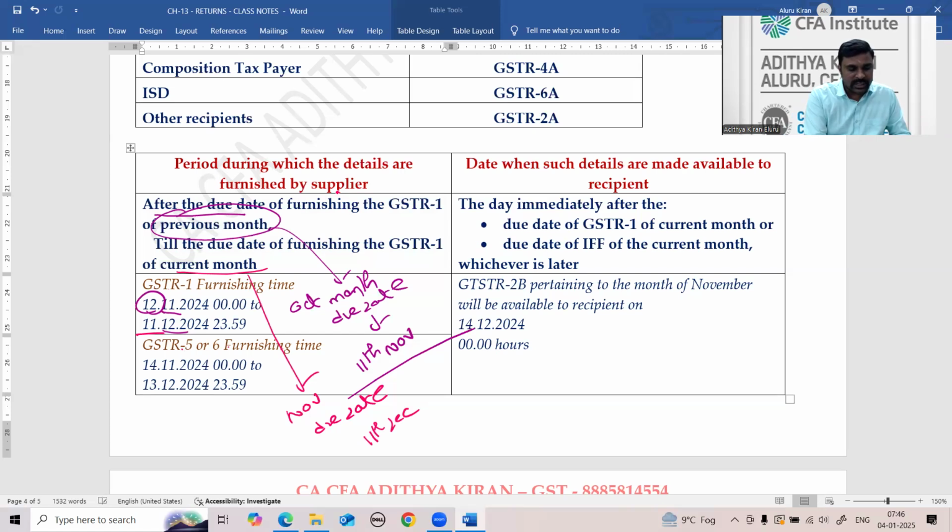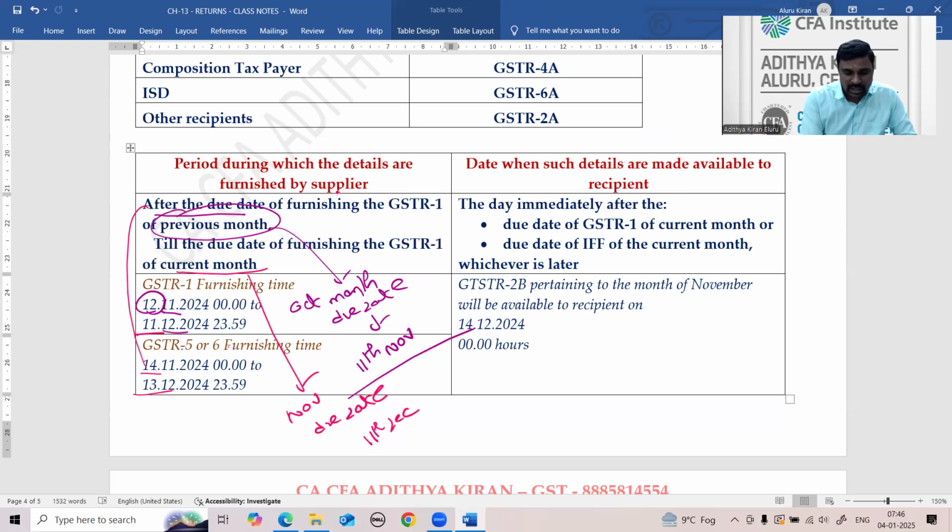GSTR 5 and 6, 13th is the due date. Right. Therefore, 13th due date means 14th will be after the due date. Current month due date is 13th, GSTR 5 and 6.